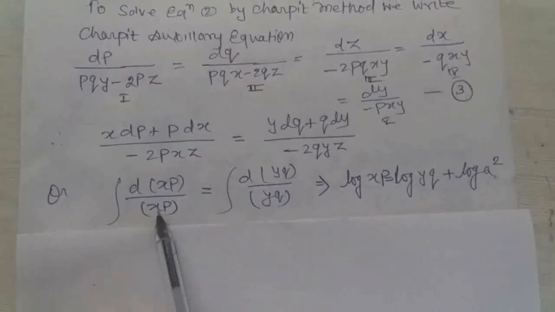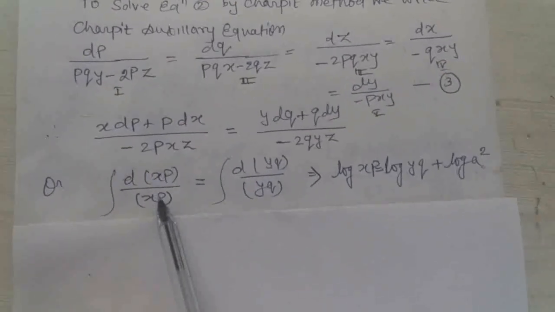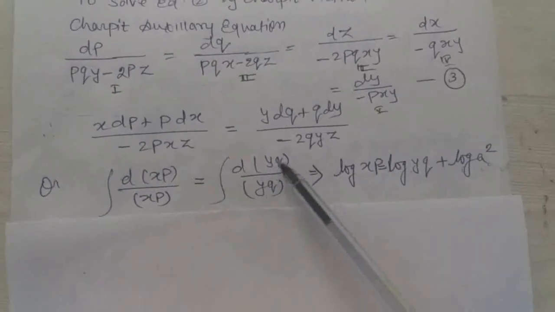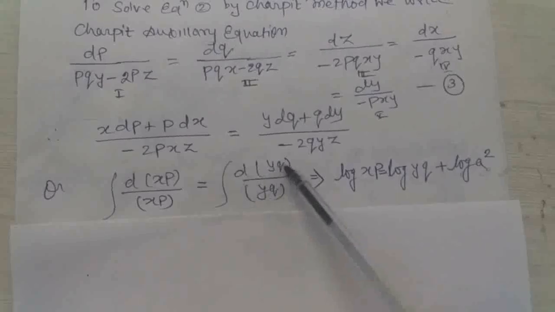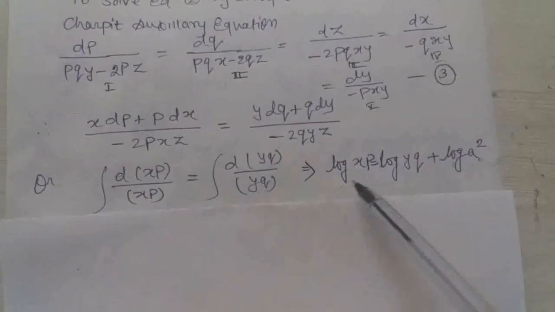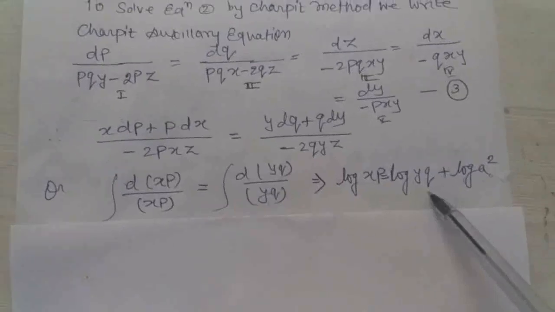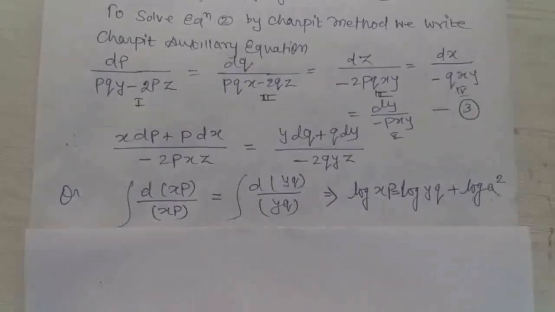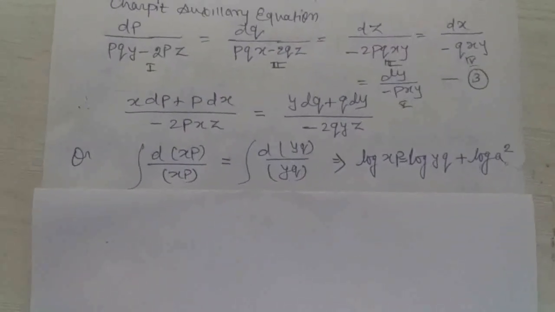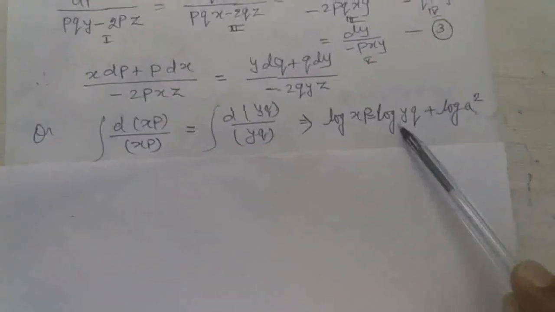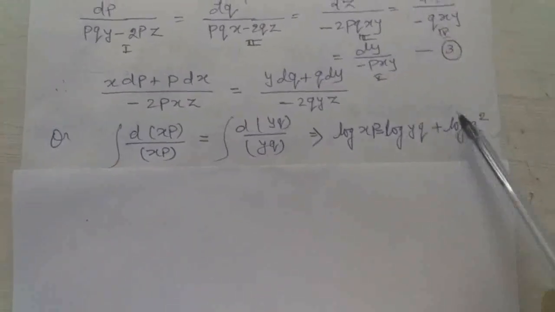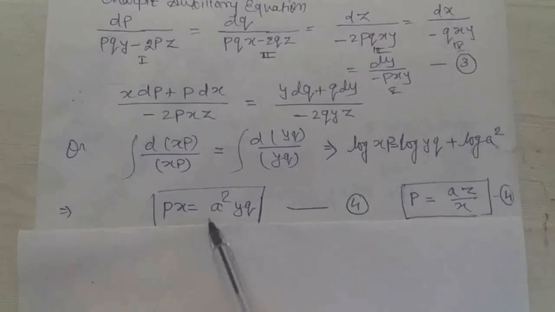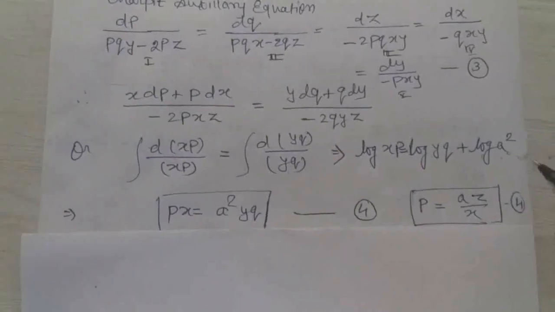If we put xp equal to t, then this becomes dt by t, whose integration is log t, and we get log xp. Similarly, if yq equals t, then dt by t again integrates to log t. So we get log yq plus a constant of integration, suppose log a². Now using the elementary properties of logs, that is log m plus log n is log mn, and then the logs cancel. So we get px equal to a²yq.